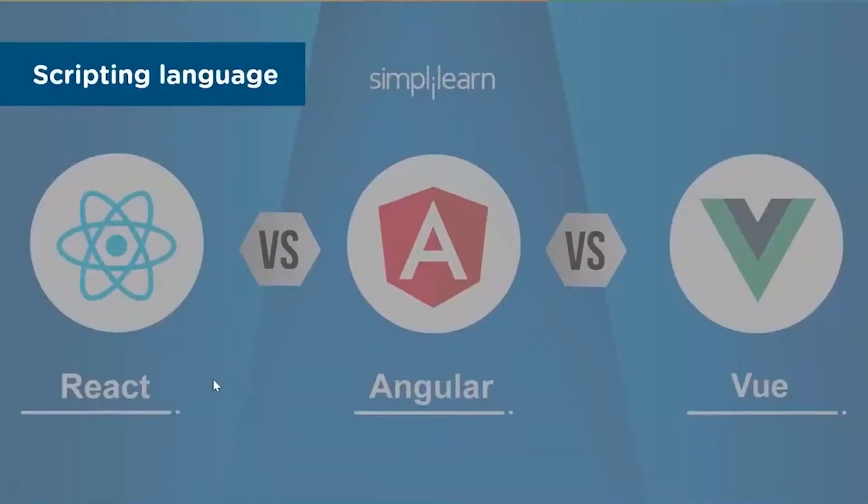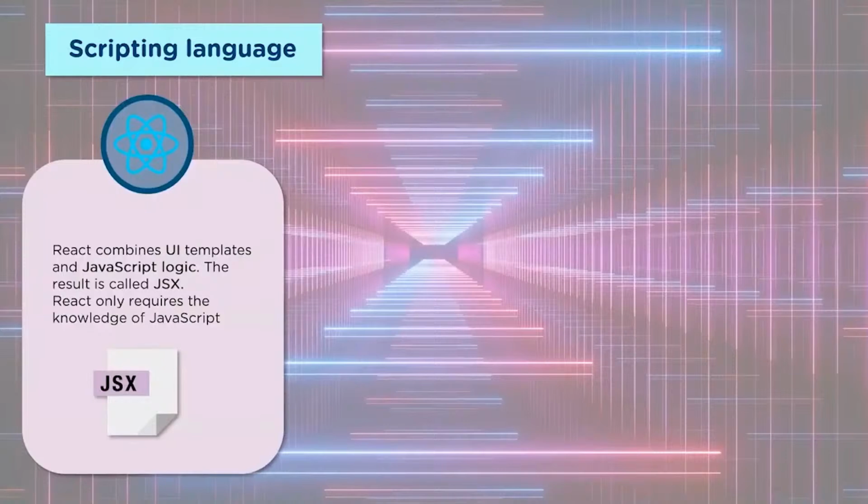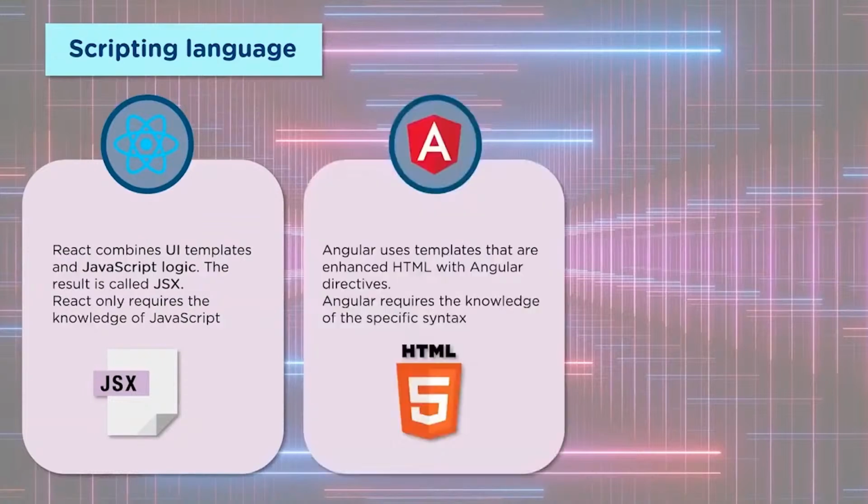Moving on to scripting languages, React combines UI templates and JavaScript logic, resulting in a new language called JSX. So React only requires the knowledge of JavaScript. Angular uses templates, again in HTML. You can also inject JavaScript code into HTML using a clever implementation in Angular called directives. So you can create a class and then inject it into HTML. Angular also does something better.